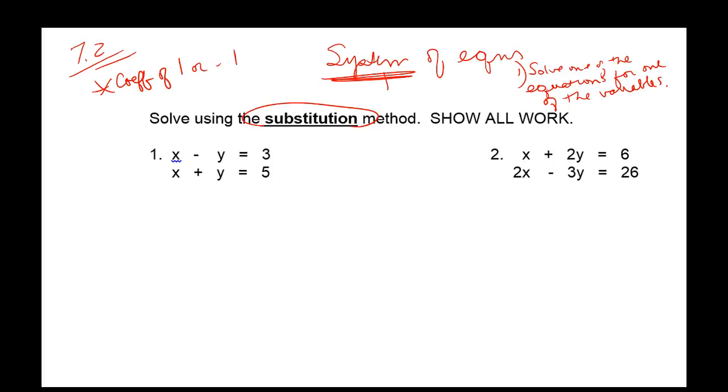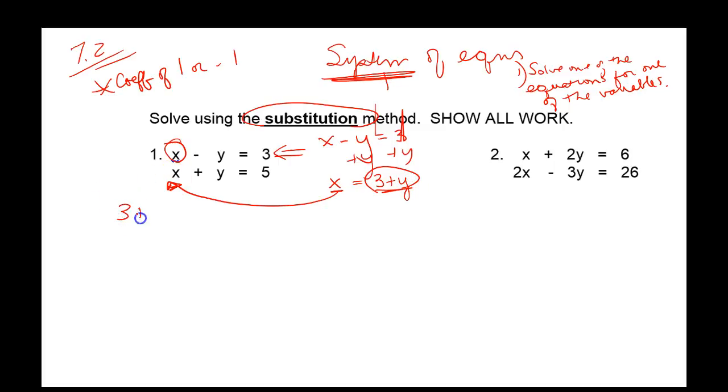So let's try it. I'm going to take this first equation right here, and I'm going to get x all by itself. So here's the equation, x minus y equals 3. I'm going to add y to both sides. So I just solved and got x equals 3 plus y. Now, wherever x is in the second equation, I can substitute 3 plus y. Wherever x is, 3 plus y is the same thing. So I'll substitute 3 plus y in there and finish the equation.